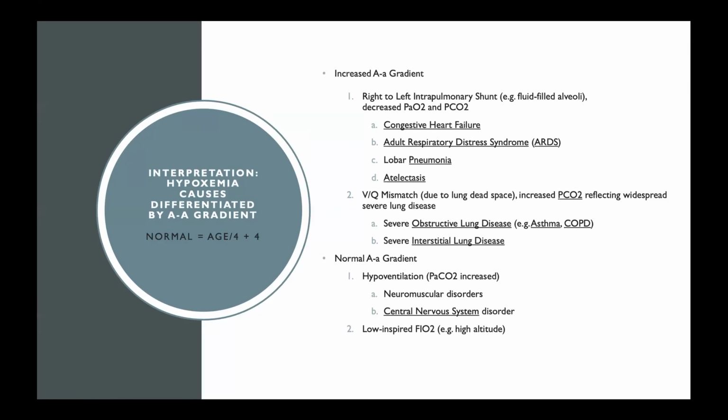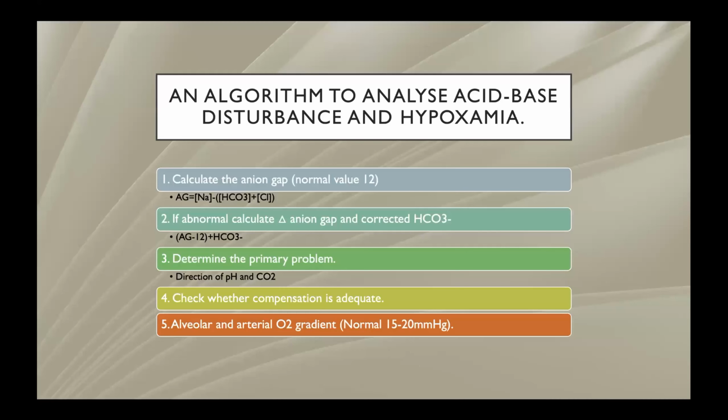So now we can update the algorithm to see the blood gas. Calculate the anion gap, then the delta anion gap to see the original bicarbonate level. Then determine the primary problem. Through that, check whether compensation is adequate according to our chart, right? Then check the alveolar and arterial oxygen levels. If it is more than 20, normal, okay, we can give some alerts. Up to 20 seems... if it's 20, then we have serious lung pathology.